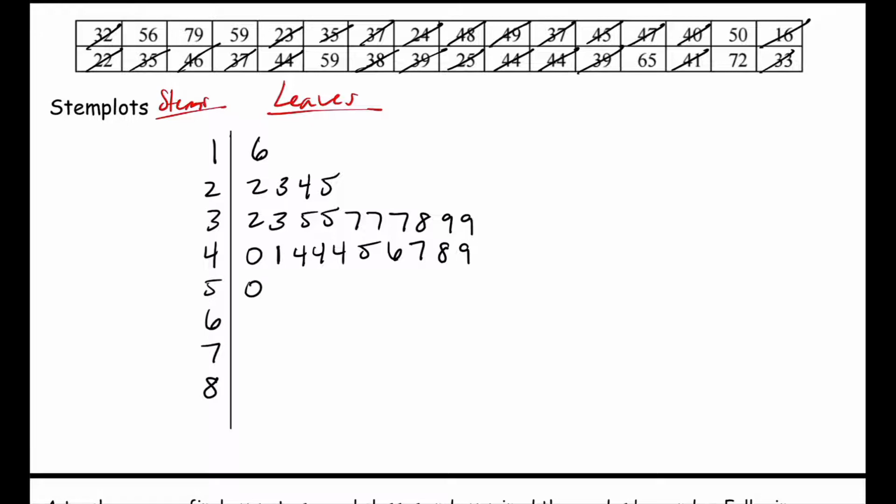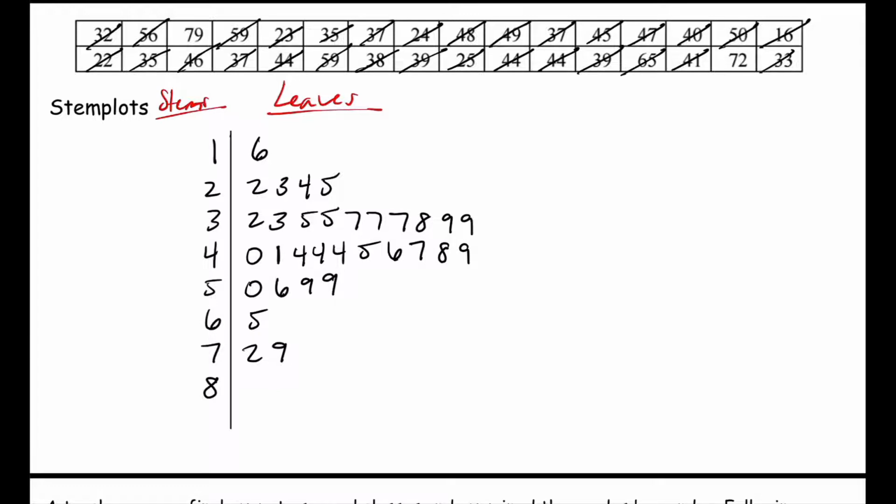50s. We have a 50, 56, and a 59. Two 59s. All right. Two 59s. We have a 65. And then a 72 and a 79. And 80 we didn't need because we don't have anything over 80.